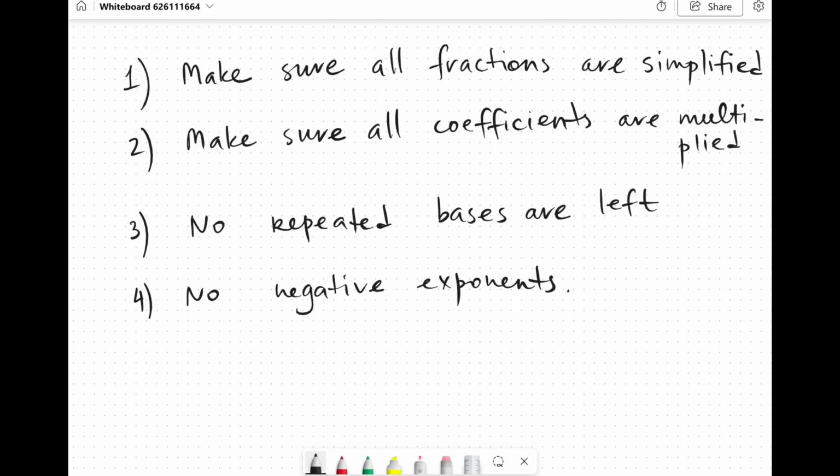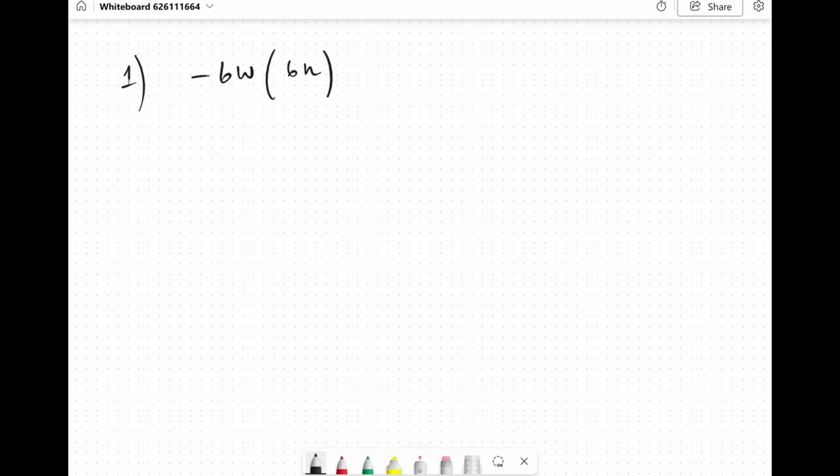Keeping all of these rules in mind, let's look at a few examples. So in this example, you have two coefficients, a -6 and a +6. It's multiplication, so we'll go ahead and make that a -36. And then you have two letters, a W and an N. These are different bases. None of the properties will be applied because all of the properties require you to have the same base. So you just keep a W and an N and you're done.